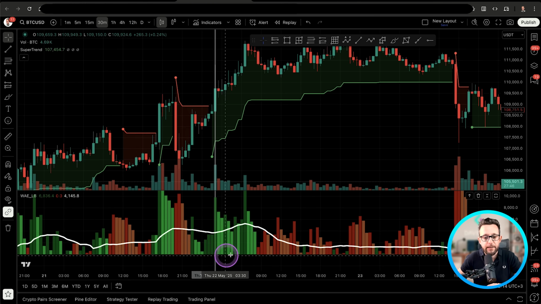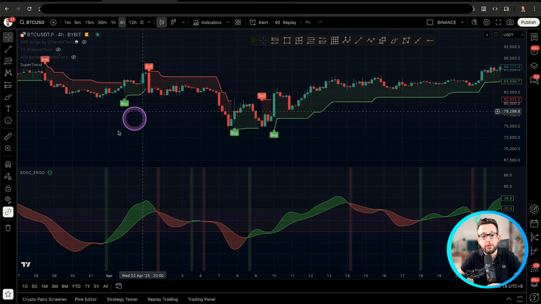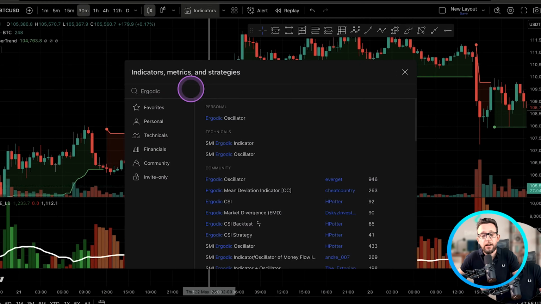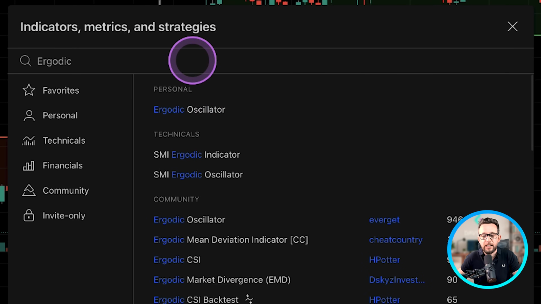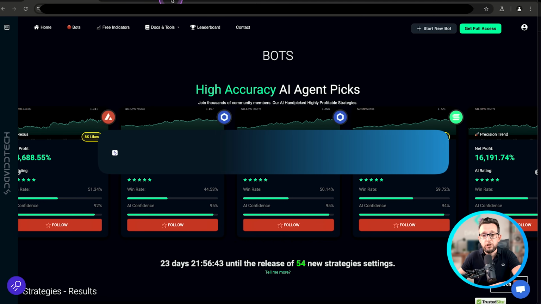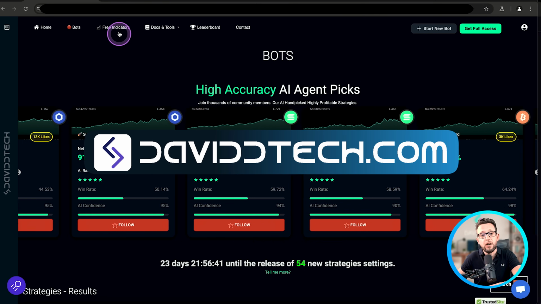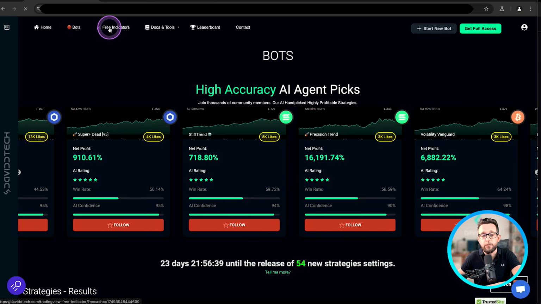Okay, here I am back at the charts. Our final indicator, which is the brand new indicator, is this one here, the Algodic Oscillator. It is a free indicator which you'll be able to find on the David Tech website by going up to the top here and clicking free indicators.